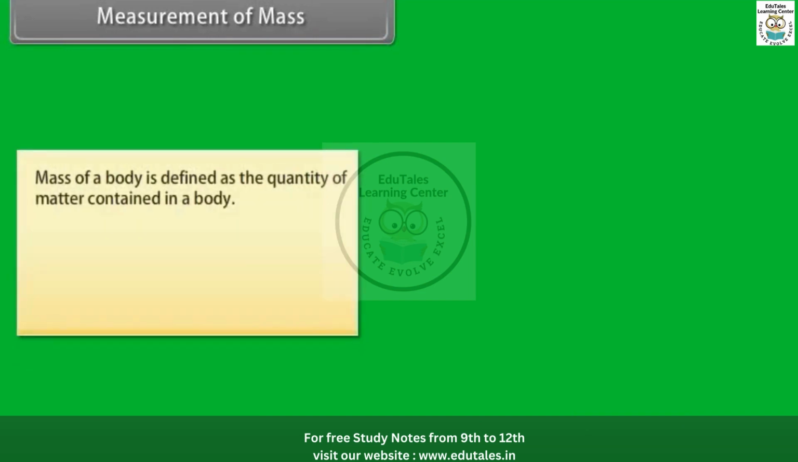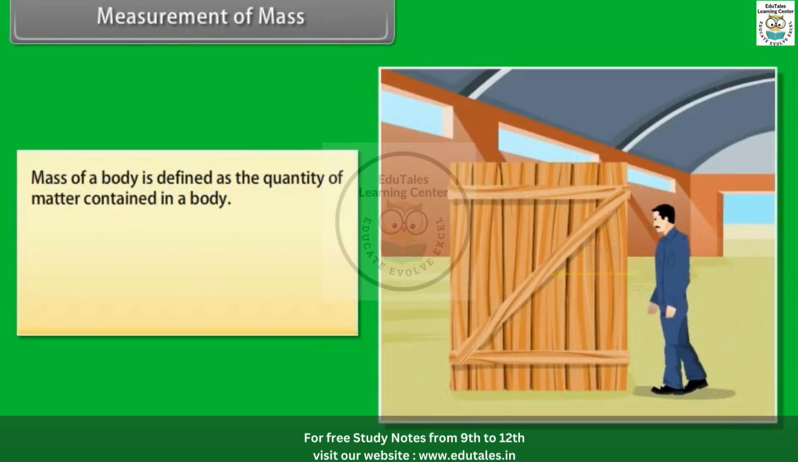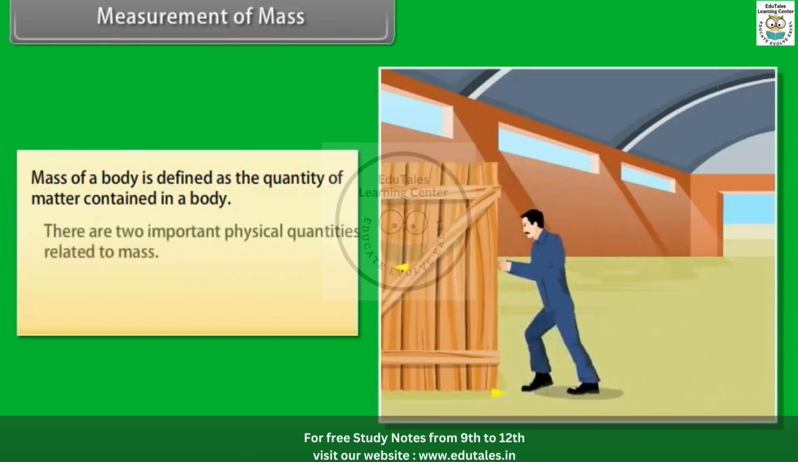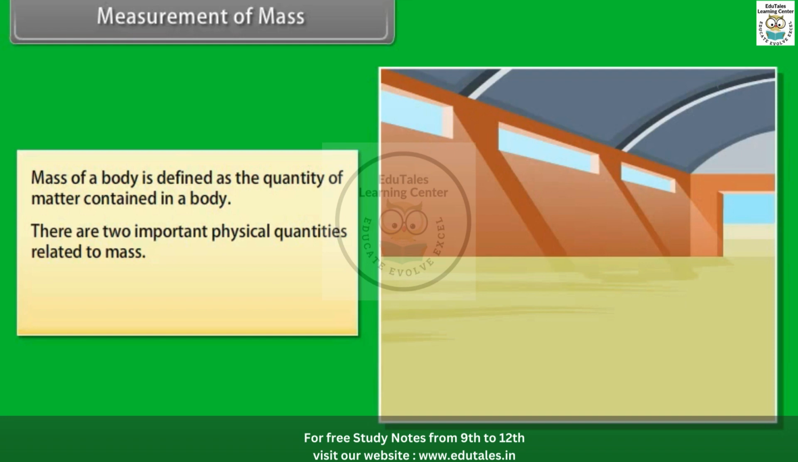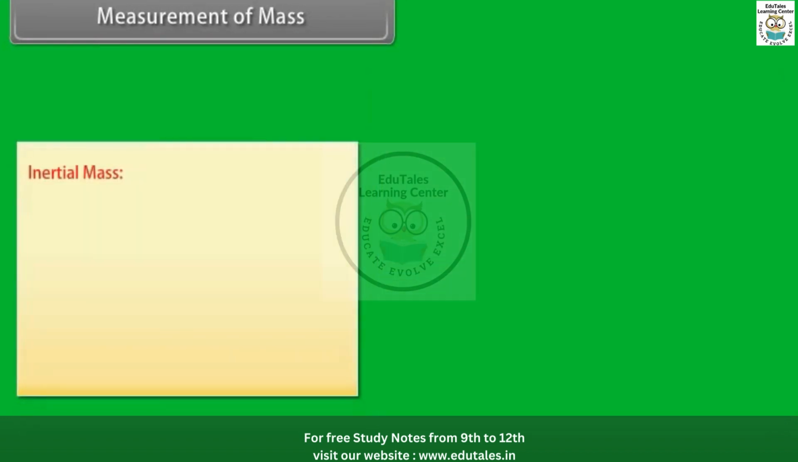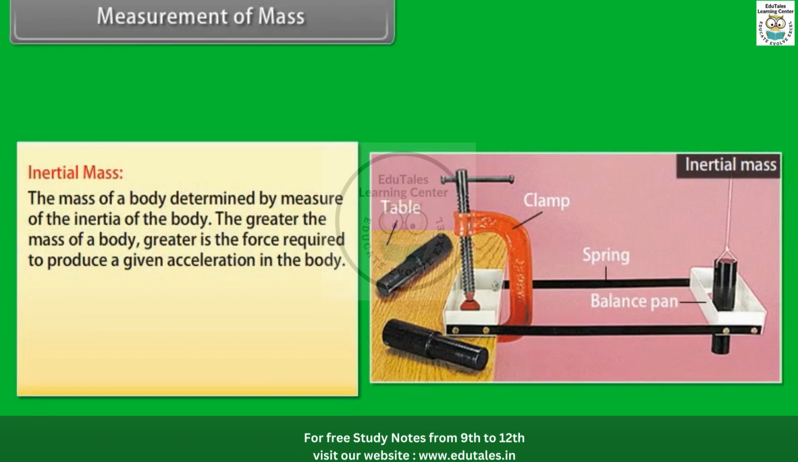Measurement of mass. Mass of a body is defined as the quantity of matter contained in a body. There are 2 important physical quantities related to the mass of a body. These quantities are inertial mass and gravitational mass. Inertial mass: the mass of the body is determined by a measure of the inertia of the body. The greater the mass of a body, the greater is the force required to produce a given acceleration in the body. F = ma or m = F/a. Thus, a very heavy body has a larger inertial mass than a light body.